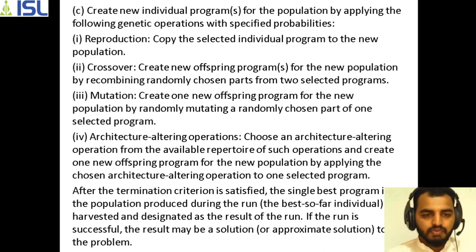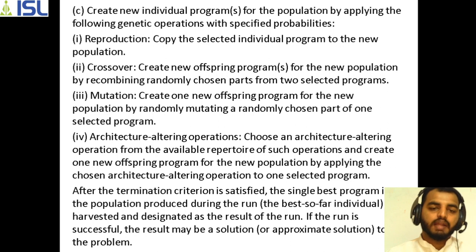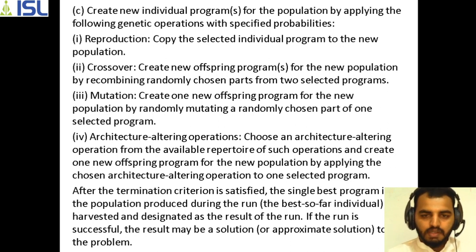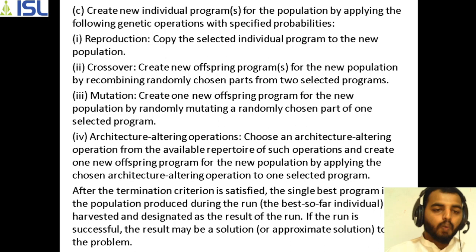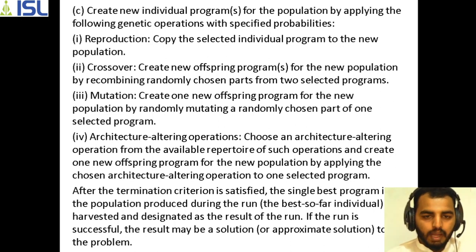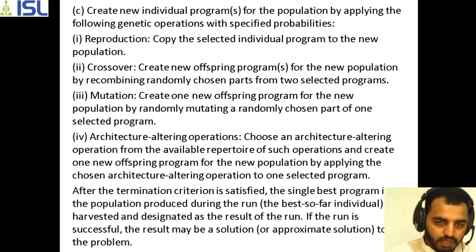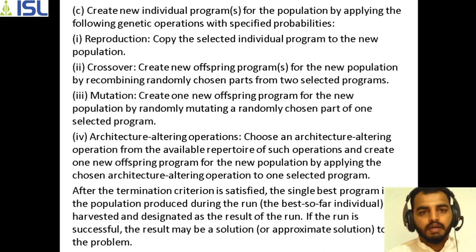Then the next one is architecture altering operations, which means choosing an architecture altering operation from the available repository of such operations and creating one new offspring program for the new population by applying the chosen architecture altering operation to one selected program.